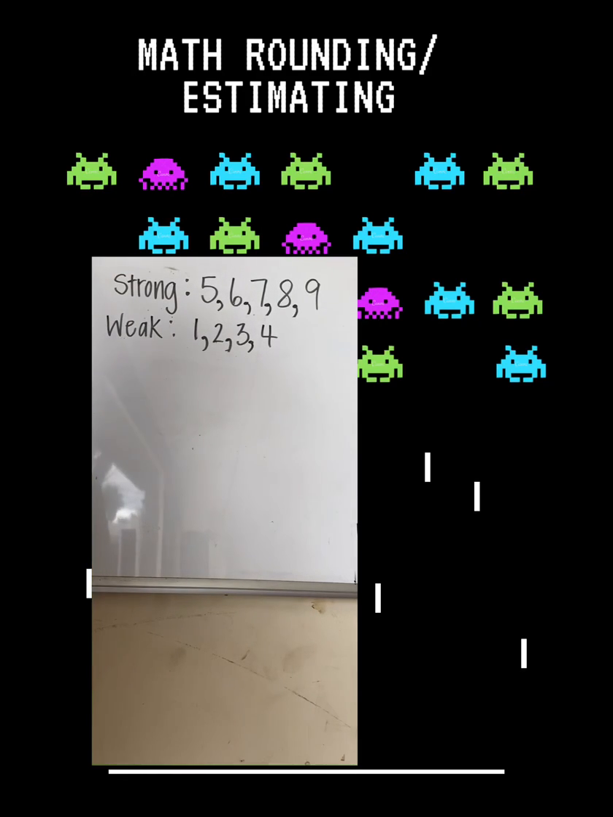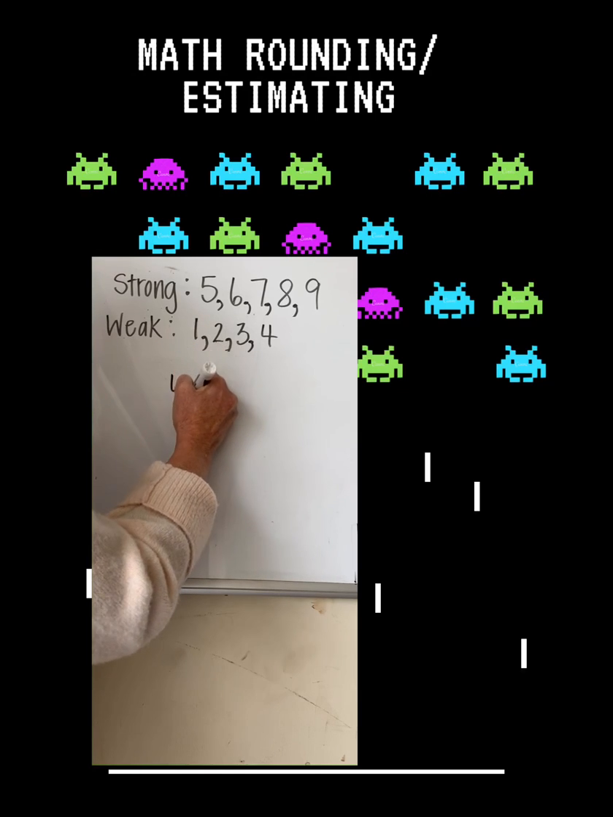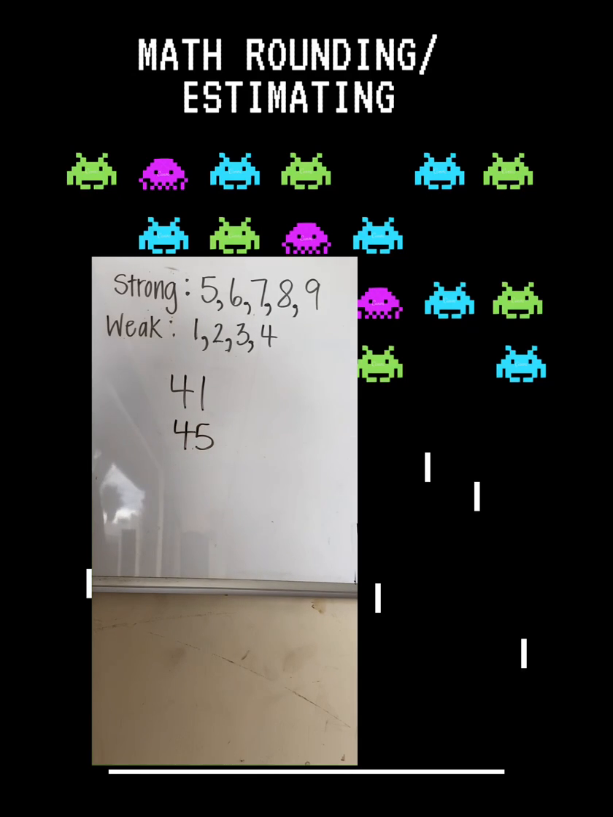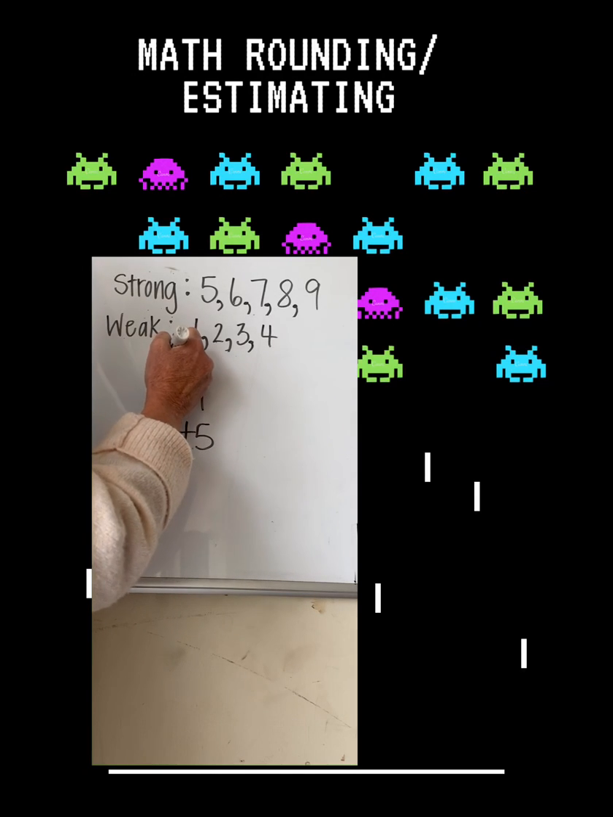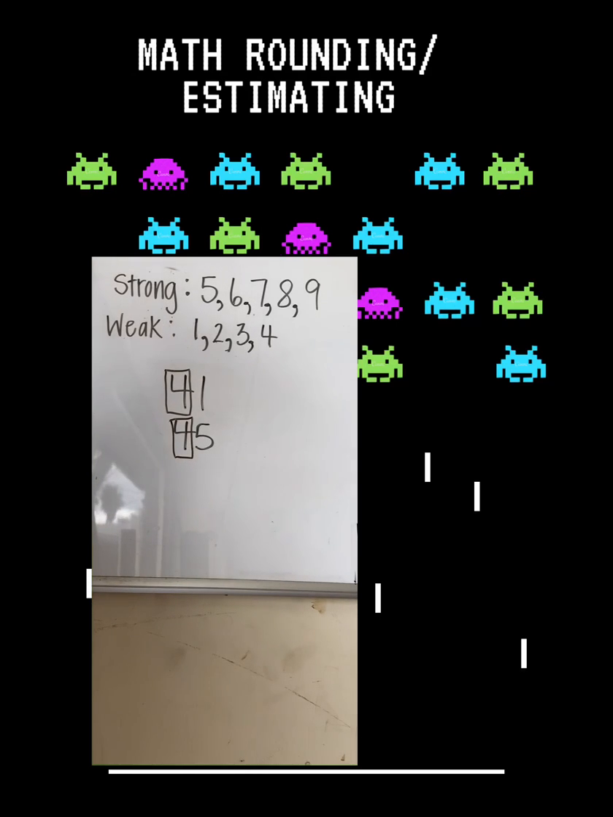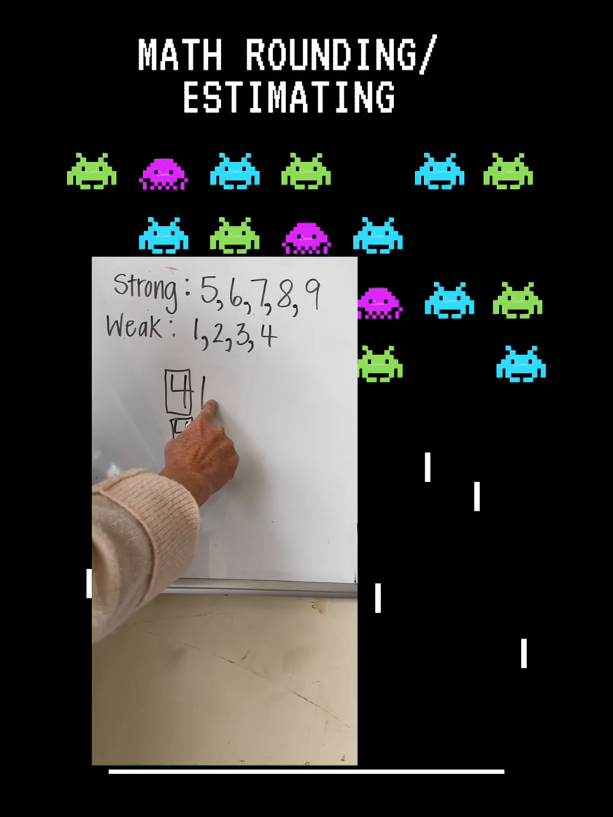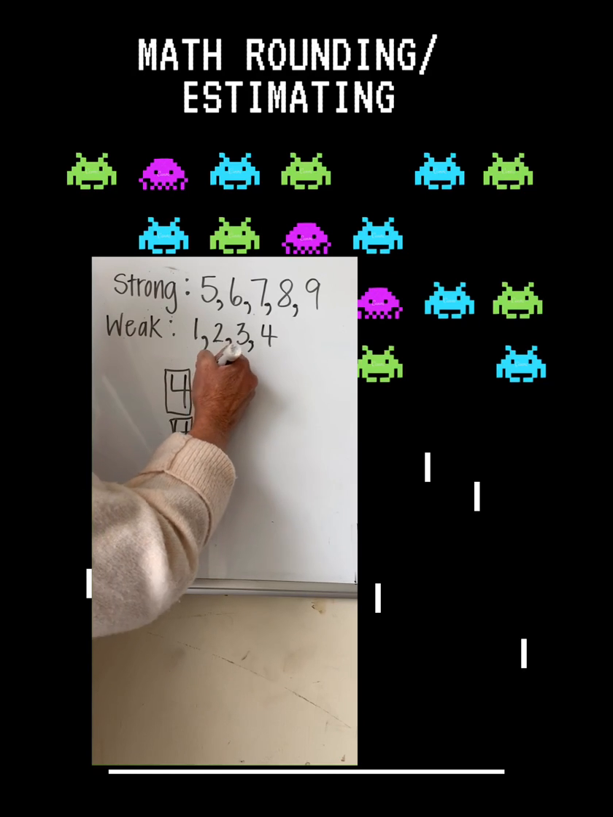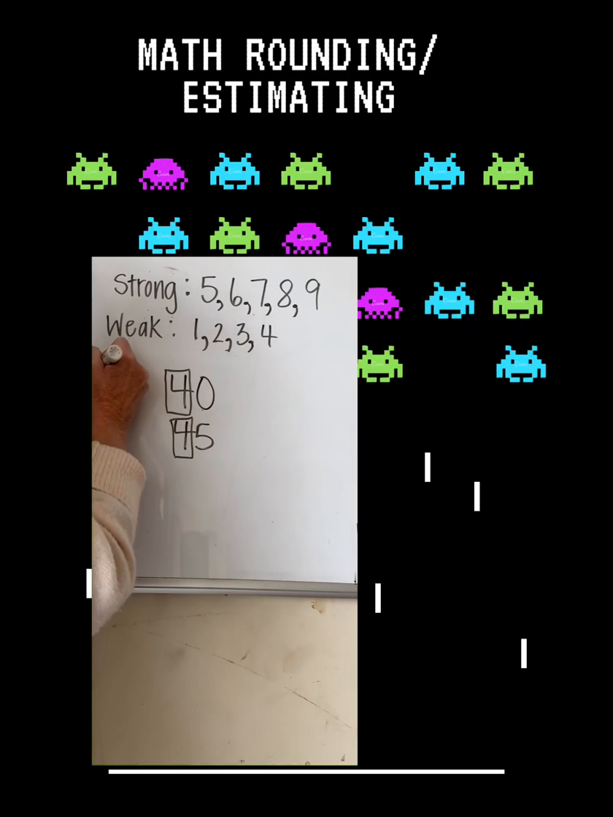Let's try a couple more. Okay, we're rounding to the nearest 10, so the digit we're going to look at will be this one. That's the target number. Now we're going to look at this. Is 1 a weak number or a strong number? 5 or more, let it score. Well, 1 is not 5 or more, so we're going to just change this 1 to a 0. 41 would round to 40.